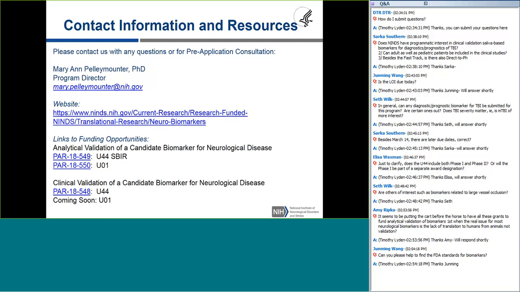And then, does the NINDS support vision-related applications? I think if it has to do with the retina, they do, but that's another one of those questions where I would encourage you to email me, and I will get the program officer who's relevant to this disease indication to help me answer that question for you, and we could even have a call if you would like.